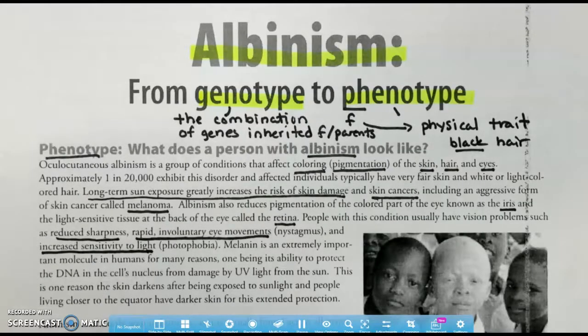Melanin is an extremely important molecule in humans for many reasons. One being its ability to protect the DNA in the cell's nucleus from damage by UV light from the sun. This is one reason the skin darkens after being exposed to sunlight, and people living closer to the equator have darker skin for this extended protection.